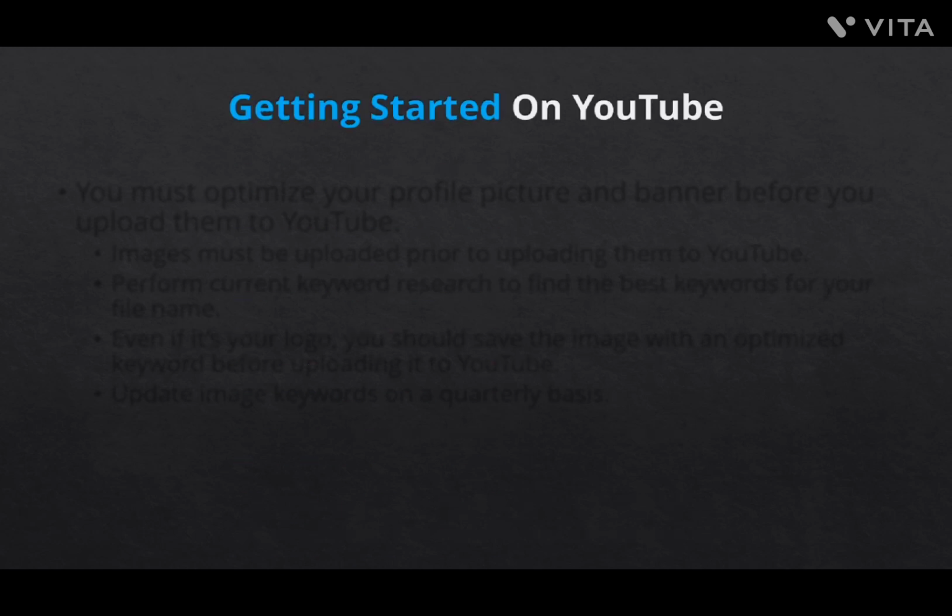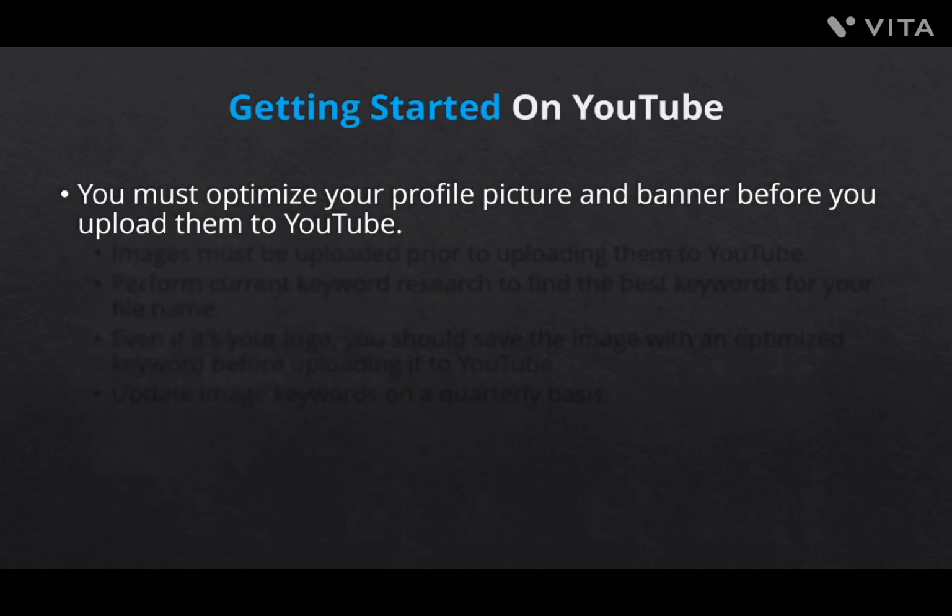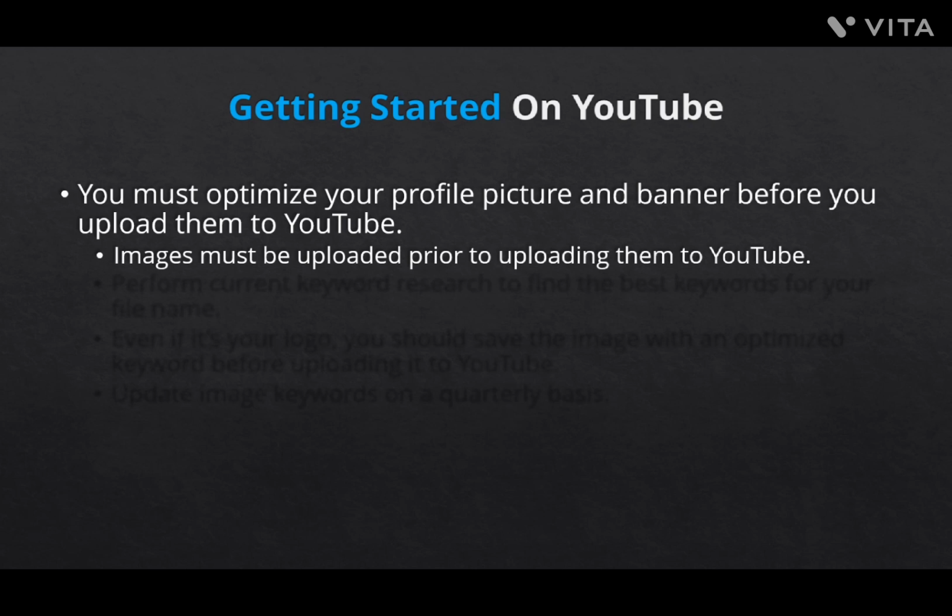Next up, optimizing your images. If you're familiar with optimizing blog posts and website images prior to uploading them to your website, the concept is the same. This is one of those tiny details that many people underestimate or simply don't know exist, but can go a long way in organic YouTube and search engine optimization. The best way to optimize your images is to use Google Trends or a paid keyword tool to identify the best keywords.